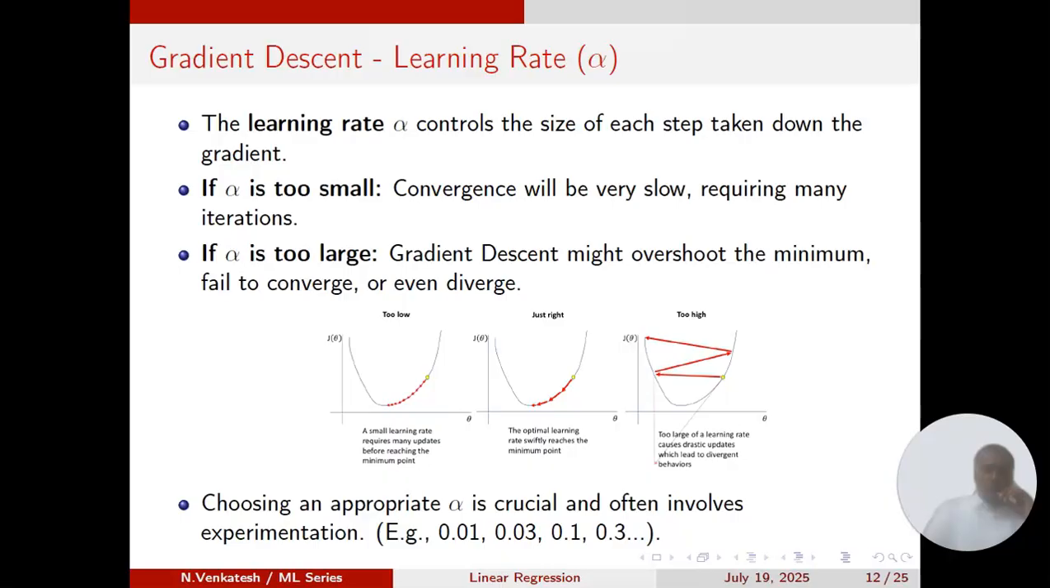Okay, so we have to choose. I think this is something that we have to experiment with and then decide on some alpha values. Generally you start with 0.01 and then you change it based on how it is learning the parameters.